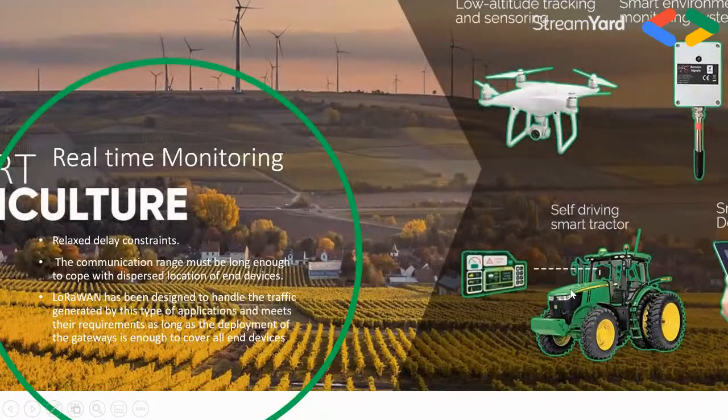طيب, so real-time monitoring. When you see a green circle, that means go for it. LoRaWAN is a good standard for real-time monitoring, like agriculture or drones, because it supports high range. LoRaWAN can go up to 10 kilometers, by the way.